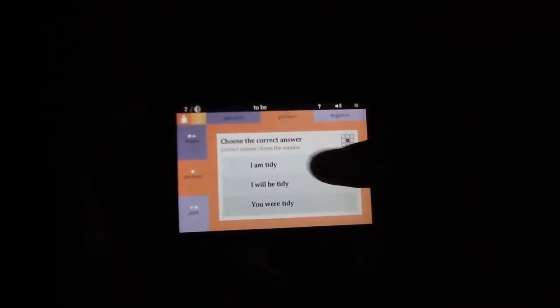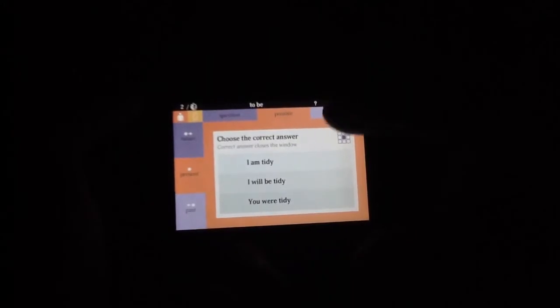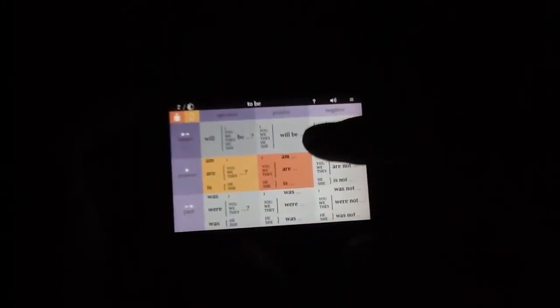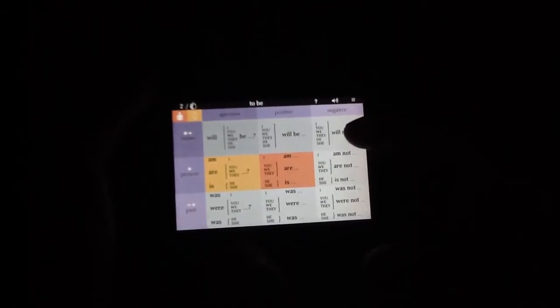This is present and positive. So I'm going to look at this. I'm going to say choose the correct answer, present, positive. So I am tidy. And there you go. I've answered the question correctly, which means that I have now secured this square. Now it's the computer player's turn. They've obviously picked a square, and then I must go from there.